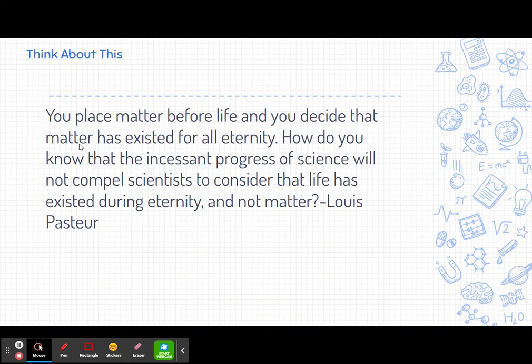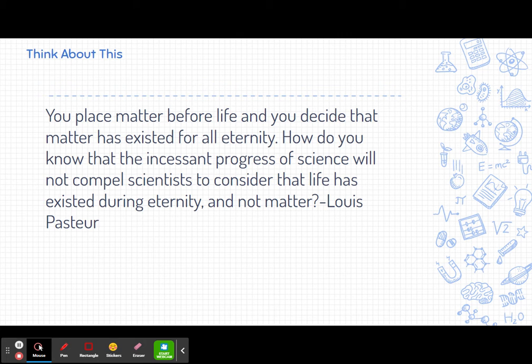To think about this part, it says: you place matter before life and you decide that matter has existed for all eternity. How do you know that the incessant progress of science will not compel science to consider that life has existed during eternity and not matter? That's Louis Pasteur. This is something to think about. Pasteur, we've already seen him. He's a chemist. He got rid of the whole idea of spontaneous generation, abiogenesis. He knew life came from life.